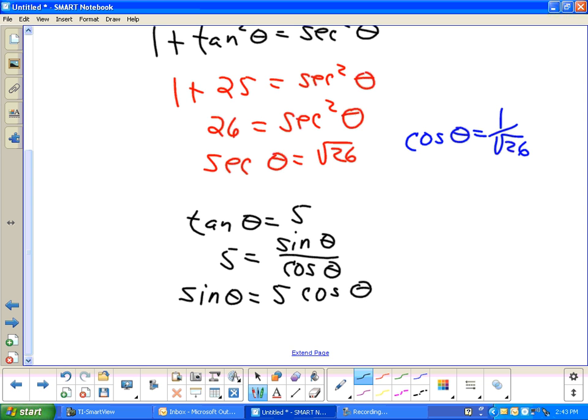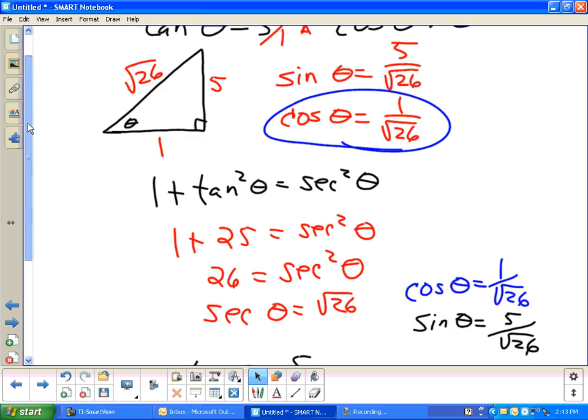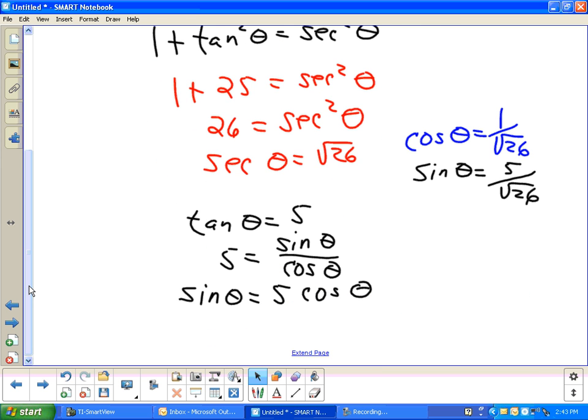And I know what cosine theta is. It's 1 over square root of 26. So multiply that by 5, and we get that the sine of theta is 5 divided by radical 26, which is exactly what we said it was a second ago. 5 over radical 26. But what I did was I used this relationship that tangent is sine over cosine. I know what tangent is, it's 5. I solved for sine by multiplying both sides by cosine.